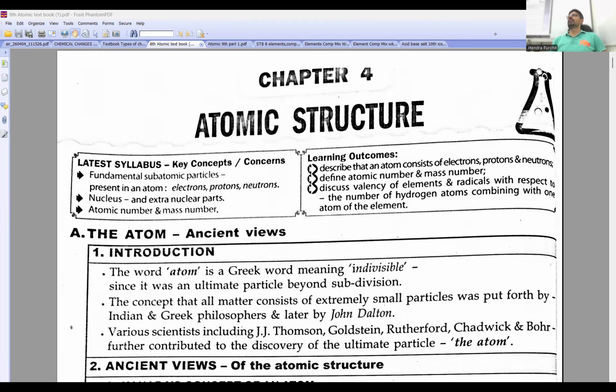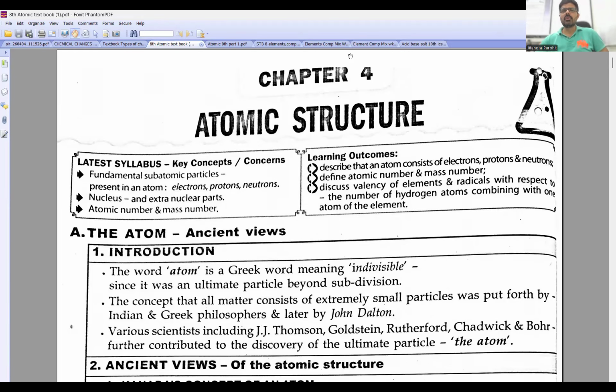We are going to start today with a new chapter, the fourth chapter in your school, which they are going to keep for the test. That is atomic structure. In electronic configuration, we are supposed to do. Before going to that, beta, we'll go to this particular part.